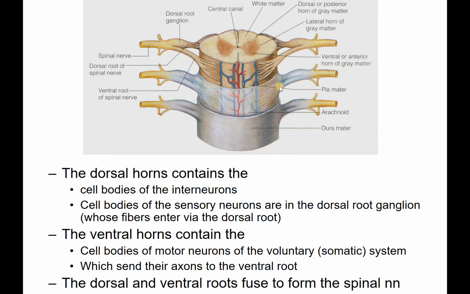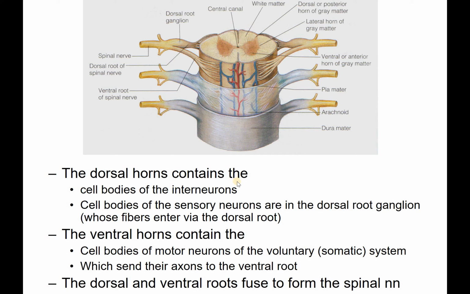Okay, here's an example of that gray matter area, that H or butterfly shaped part of the cord. There's the central canal where CSF will circulate. Okay, we have the dorsal or posterior horn, the ventral or anterior horn, because this is the front of the cord, so this is the anterior side. This is the posterior side of the cord.